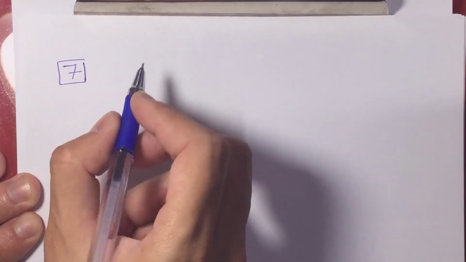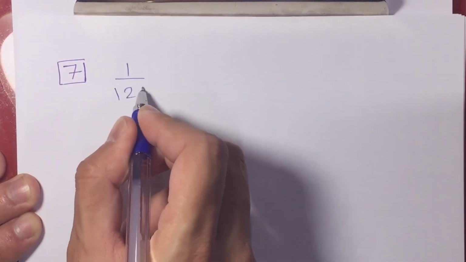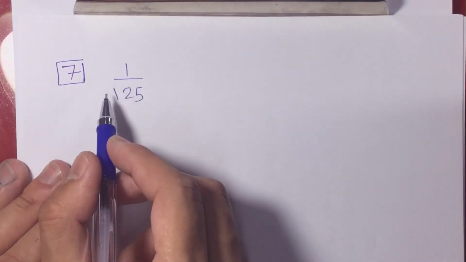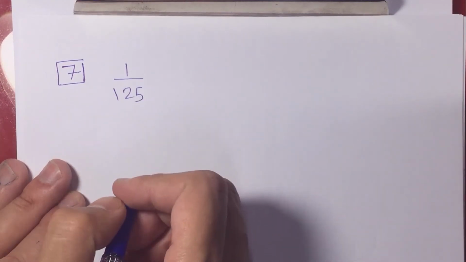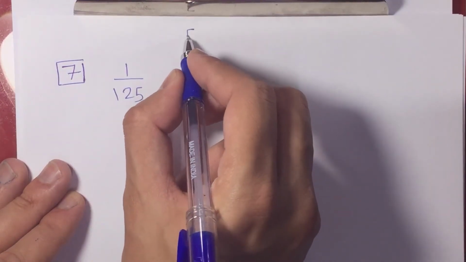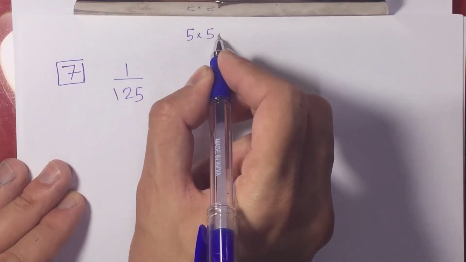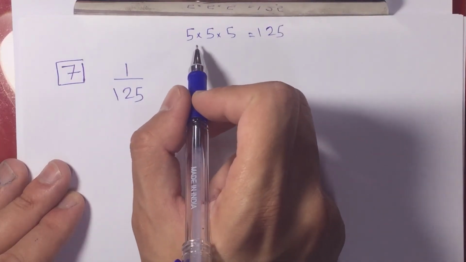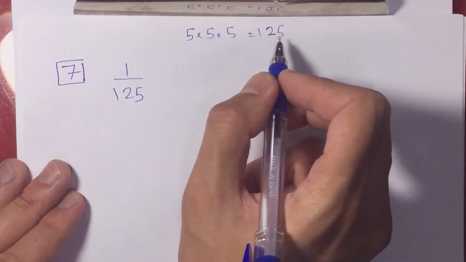Okay, so now number 7, which is 1 over 125. How can we write this in terms of negative exponents? First of all, we should have exponents. How can we write this number, 125, in terms of exponents? Well, we know that 5 times 5 times 5 gives us 125. 5 times 5 is 25, times 5 gives us 125.